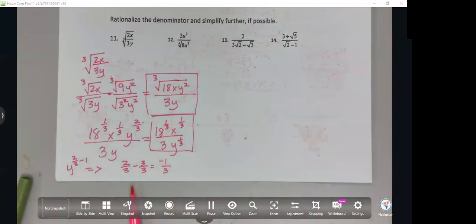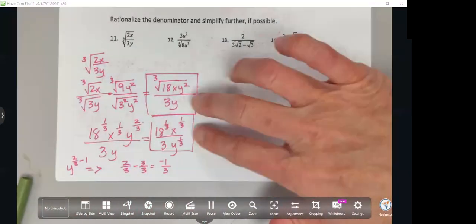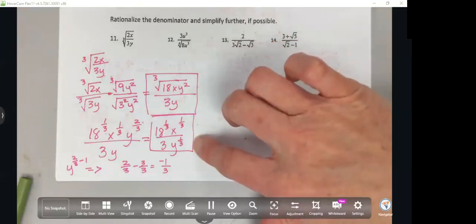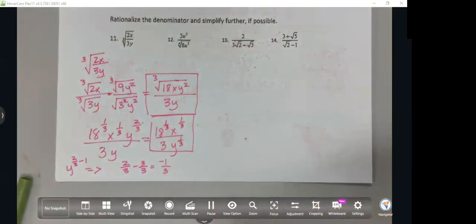Moving on, if that confused you, I'm sorry. If it confused you, just ignore that. It's just working this in rational exponent form, although you shouldn't need to know that, actually.